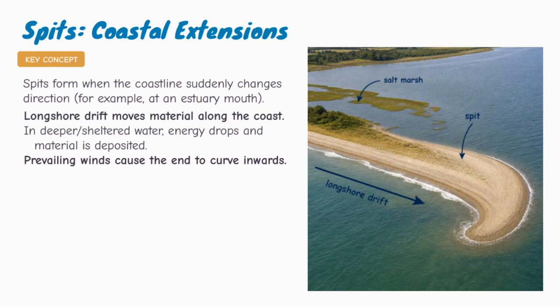But when the coastline changes direction, the water becomes deeper or more sheltered. Wave energy drops, and the sediment is deposited. Over time, the deposited material builds out from the coast, forming a spit. The end of the spit may become curved or hooked. This often happens because of changes in wind direction or wave direction. Behind the spit, the water is sheltered and low energy. This can allow mud to settle and salt marshes to develop. So a spit is created by the interaction of longshore drift, energy loss, and deposition.